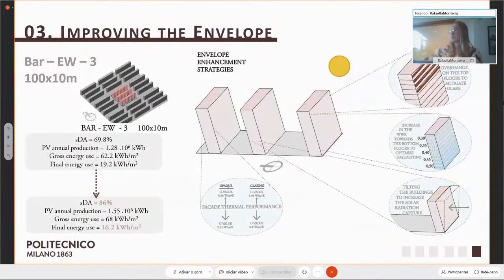And then for the case of the bars, the surface was tilted towards the south to improve solar capture. The same strategy with the WWR and the opening distribution was applied, and the facade thermal performance was improved. We had some improvements both in SDA, from 69 to 86, and in final energy use, from 19 kilowatt-hour per square meter to 16 kilowatt-hour per square meter. From that, we can conclude that the bar seems to be reaching a ceiling in terms of optimization. It's not performing as well as the other two, which were showing a lot of room to optimize.